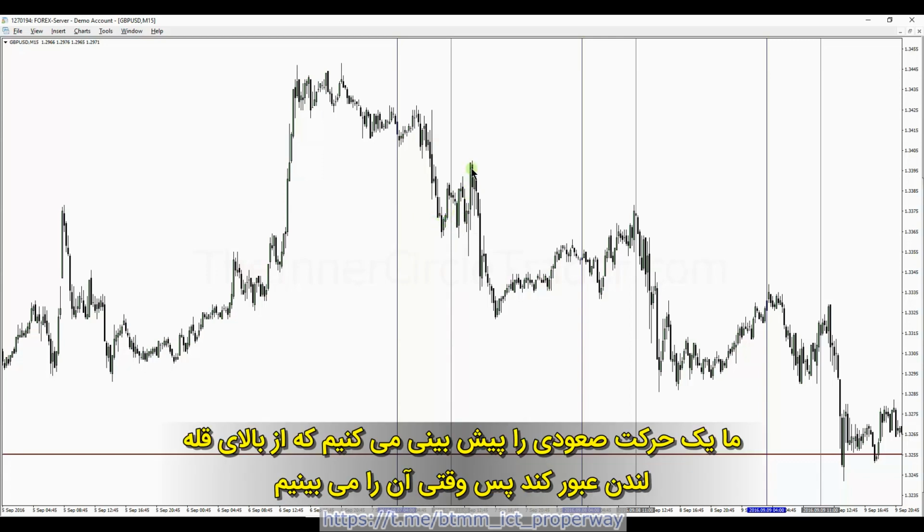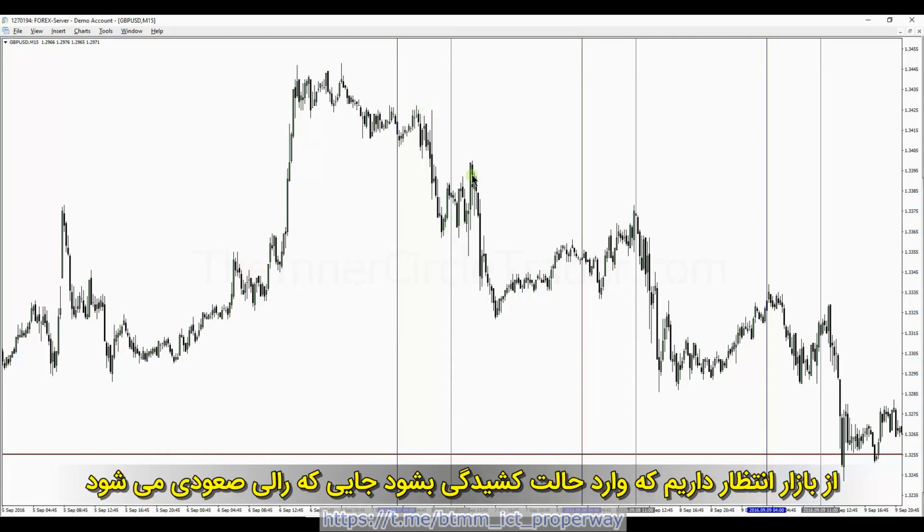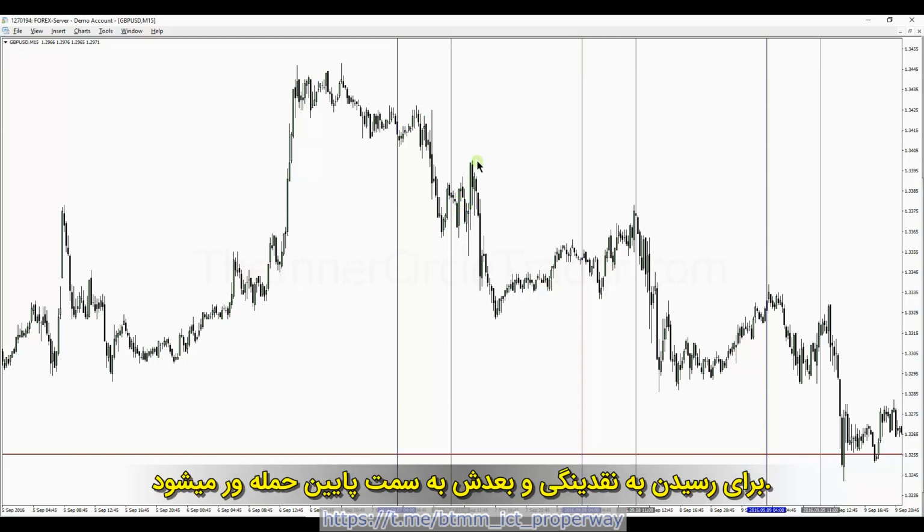We anticipate a run up off the London high. So when we see that, we expect the market to go into a protractionary state where it rallies up to reach for liquidity and then expand down.